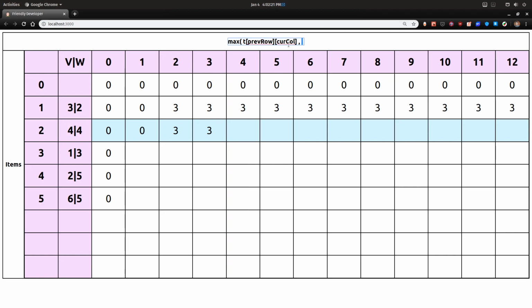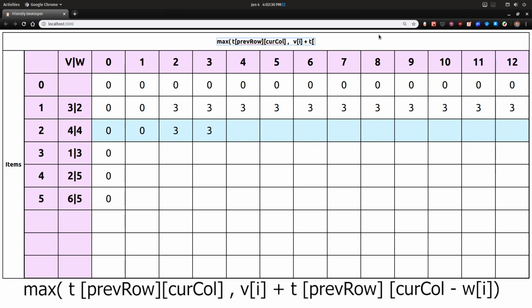So how do you represent that in the table form? You add the value of the item, the value of the current item, and the maximum value that you have got till now by considering the decreased capacity. So what is the decreased capacity? The current capacity, which is nothing but 4 here in this problem, because we are considering this column, 4 minus the weight of the current item that we are considering. Here we write the previous row because when you actually include the item, all that you need to consider is the maximum value that you can get by considering all the other items.